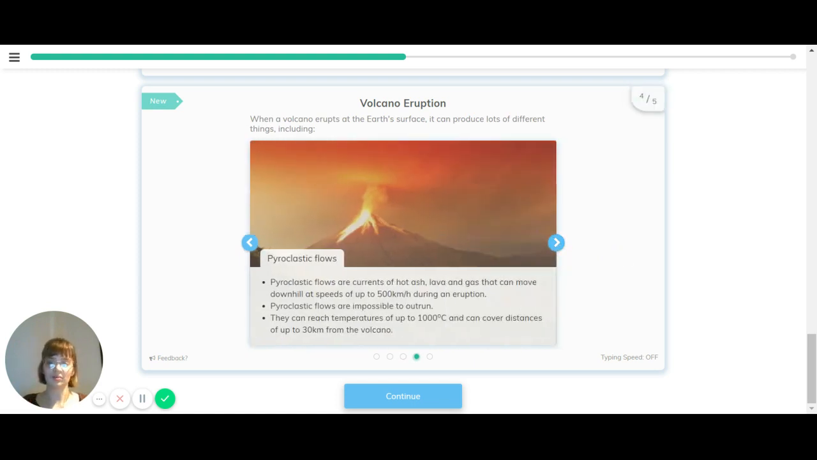Now, also formed are pyroclastic flows, which are currents of hot ash, lava, and gas, and can move downhill at speeds of up to 500 kilometers an hour during an eruption, which is incredibly fast and really, really dangerous to humans and animals and anything that's nearby. They are impossible to outrun. They can reach temperatures of up to almost 1,000 degrees and can cover distances of 30 kilometers from the volcano. So, if you see a pyroclastic flow, well, good luck.